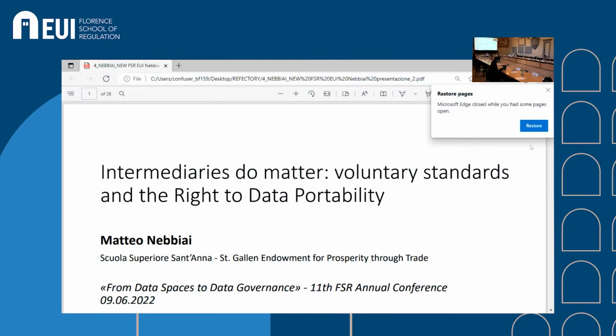So today I'm going to present a paper dedicated to a very precise issue, that is the right to data portability. More precisely, I'm going to make a more complex picture about what it means to implement such a right.